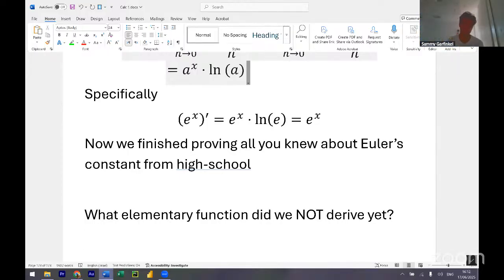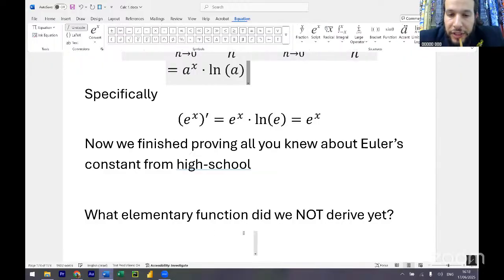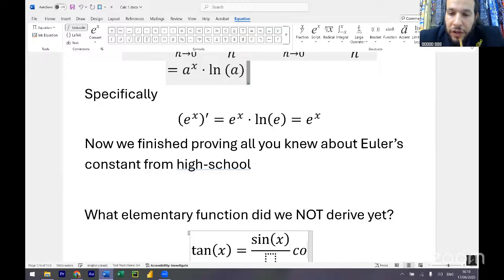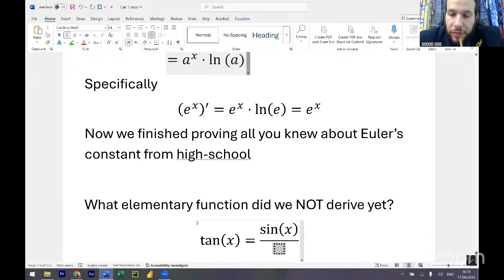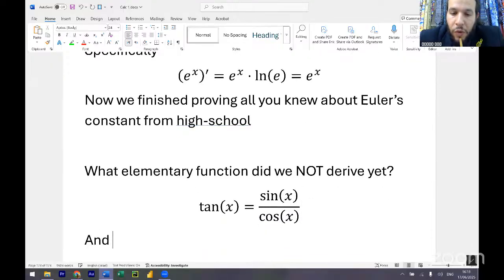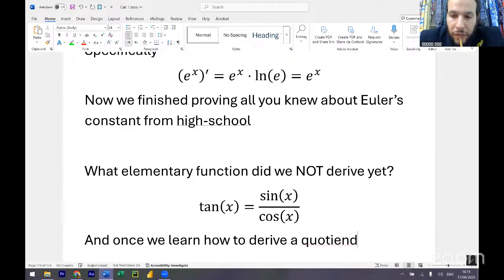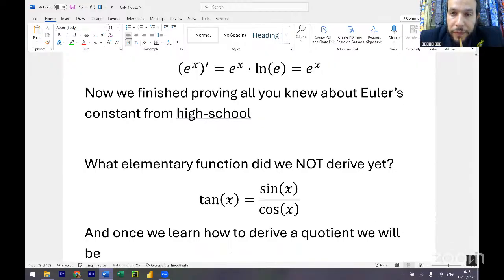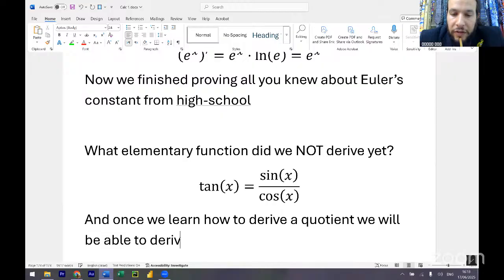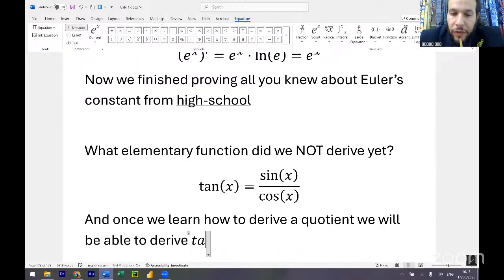Tangent. So first of all, tangent is sine of x over cosine of x. And once we learn how to derive a quotient, we will be able to derive tangent. What else?